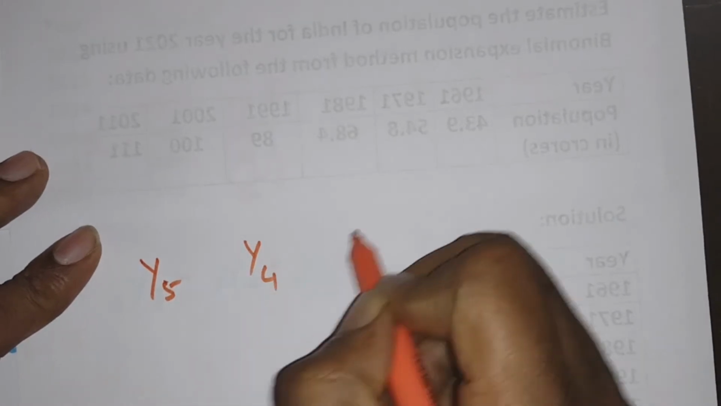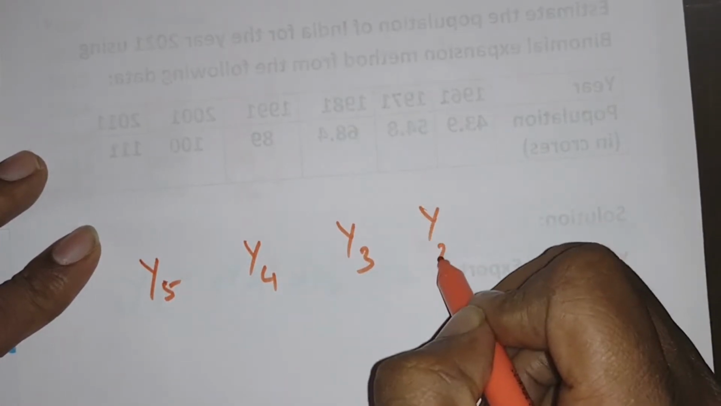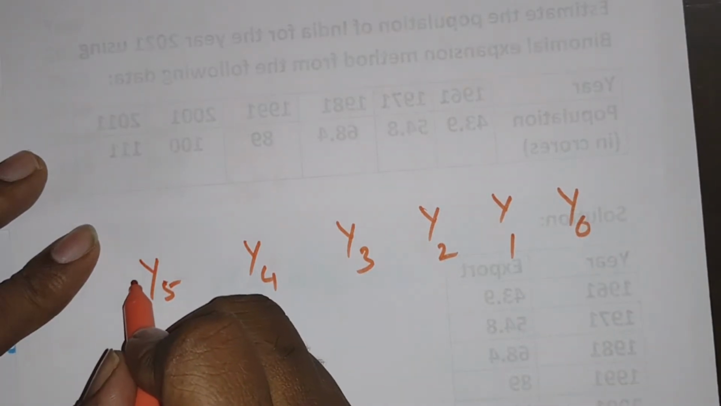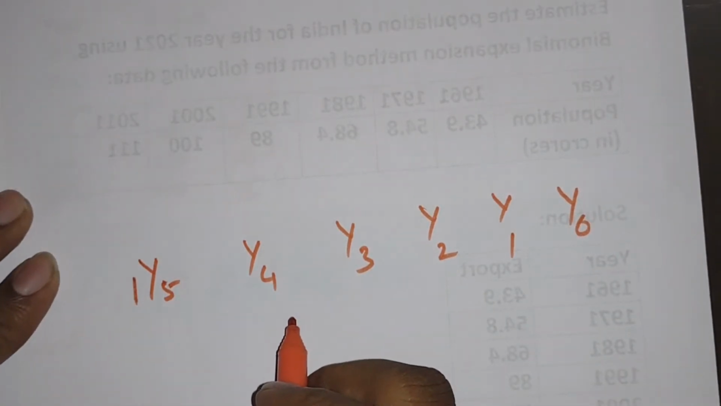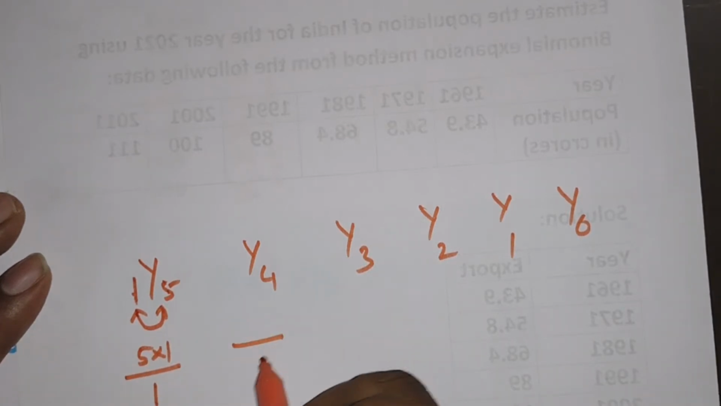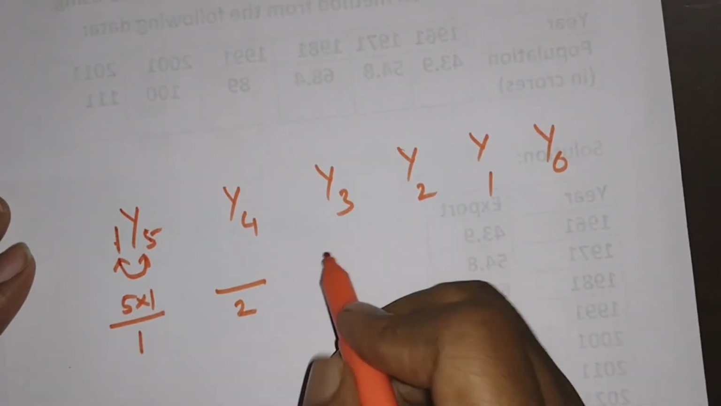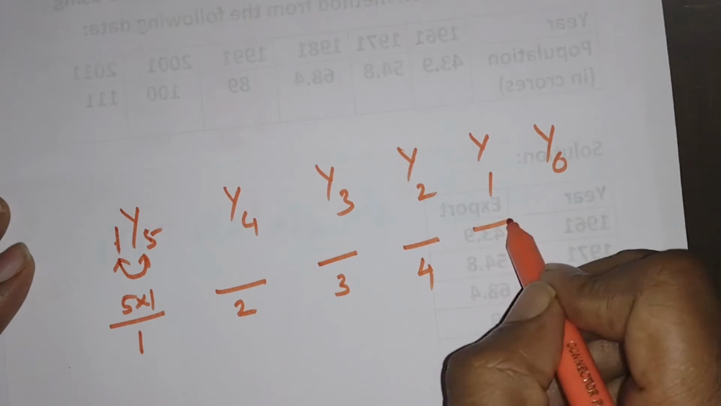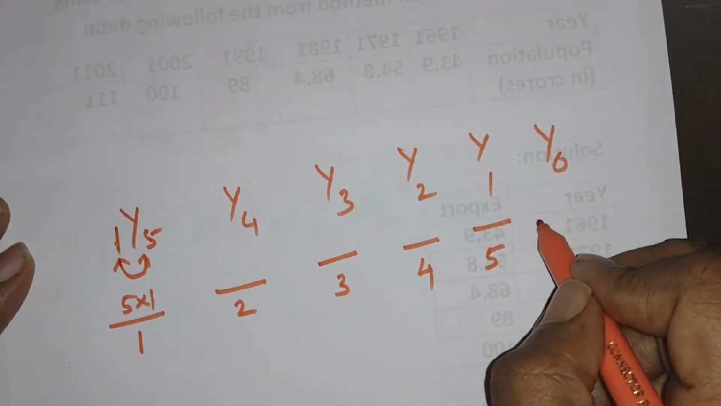y5, y4, y3, y2, y1, y0. First one is always 1. Now what you have to do, just multiply this 1 and 5 and divide it by 1. Second one divide it by 2. Third one divide it by 3. Fourth one divide it by 4. Fifth one divide it by 5.